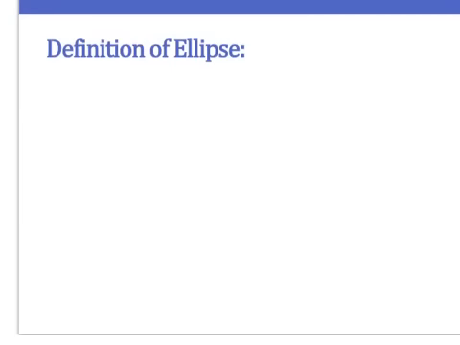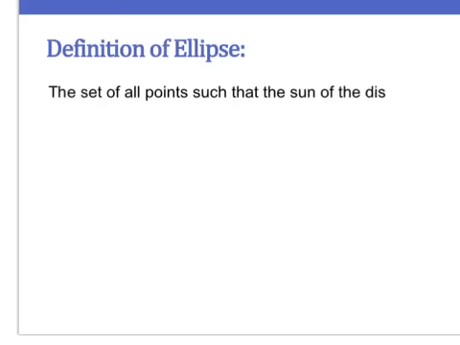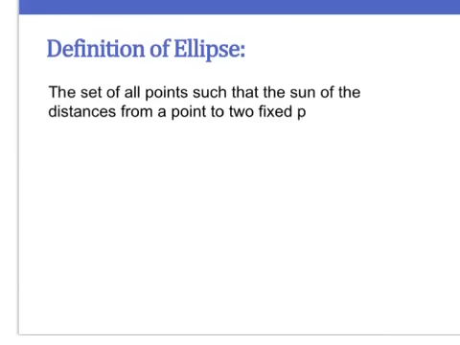The definition of an ellipse is the set of all points such that the sum of the distances from a point to two fixed points, fixed meaning they are not movable, and these points are called the foci, is a given constant.